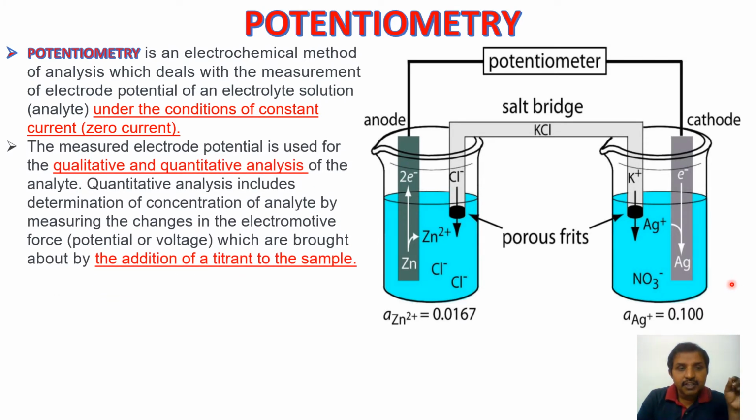Now, the measured electrode potential is used for qualitative as well as quantitative analysis. Quantitative analysis includes the determination of the concentration of an element by measuring the changes in the electromotive force, which is brought about by the addition of titrant to the sample.